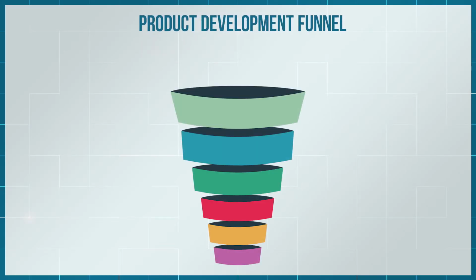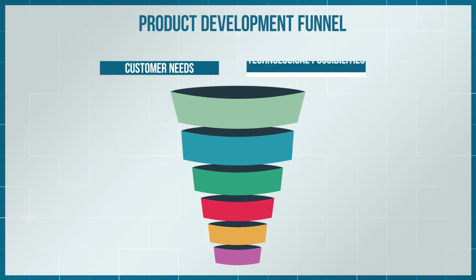Now we look at doing things right. What you see here is what is known as the product development funnel. The depiction looks like a funnel. Essentially what it says is that there are multiple customer needs and there are multiple technological possibilities.